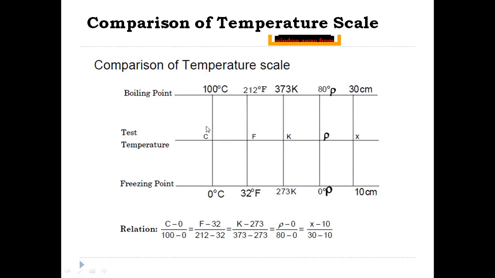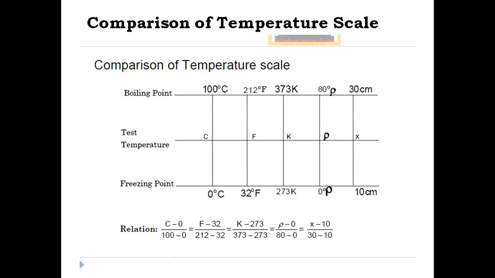So if you take the degree centigrade scale, the freezing point of water is 0 degree centigrade and the boiling point is 100 degrees centigrade. In the Fahrenheit scale, it is 32 degrees F and 212 degrees F. And in the absolute scale, it is 273 Kelvin and 373 Kelvin.